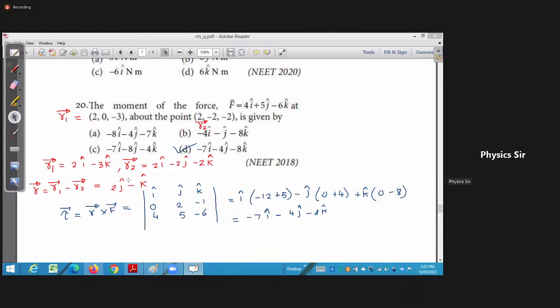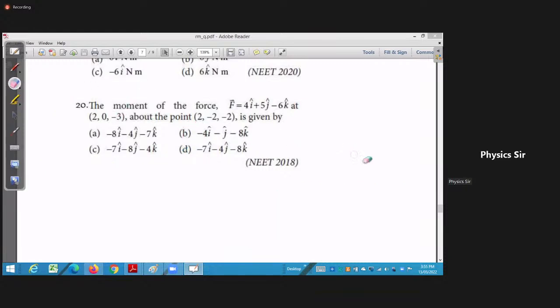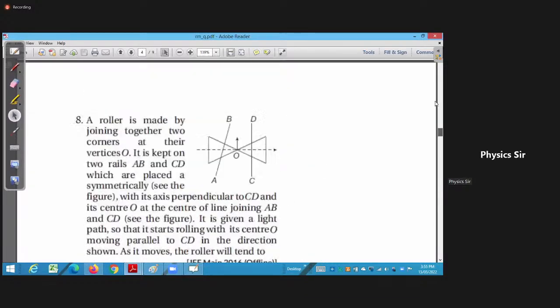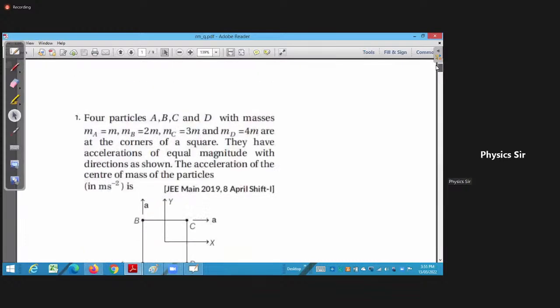Now I'll be solving the questions from the JEE Main 2020. Sorry, 2019. Look at all these questions here.